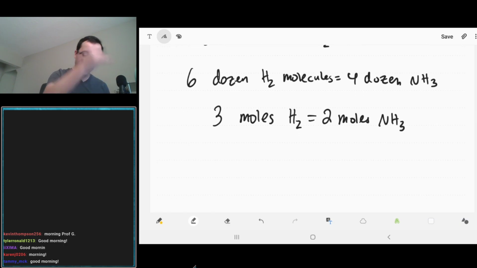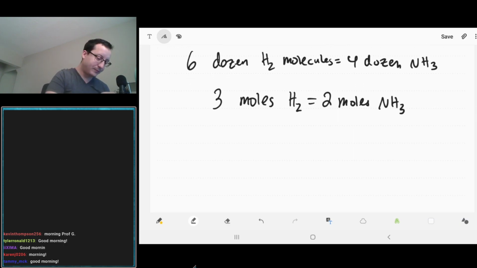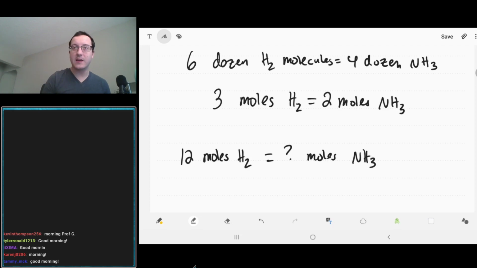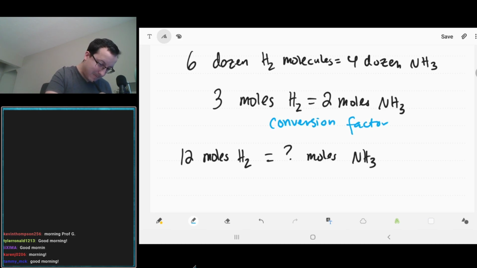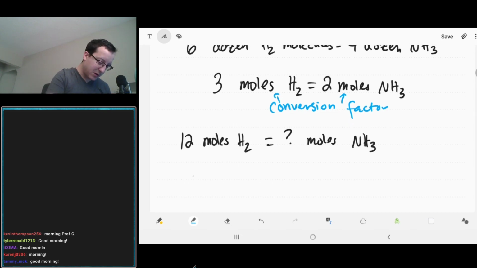And so if we say, okay, I have 12 moles of hydrogen, let's see how many moles of ammonia that would give me. Remembering that anytime we see an equality in chemistry, that is a conversion factor. And so we can say, okay, we've got 12 moles of hydrogen.